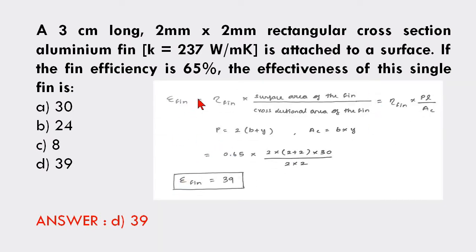So effectiveness of the fin is equal to efficiency of the fin into surface area of the fin divided by cross sectional area of the fin. That is equal to efficiency of the fin into PL divided by AC, that is perimeter times length divided by cross sectional area. For rectangular section, perimeter equals 2 into (B plus Y), cross sectional area equals B into Y. So just substitute all the given data from the question, and you will get the effectiveness of the fin equal to 39. So the answer is option D, 39.